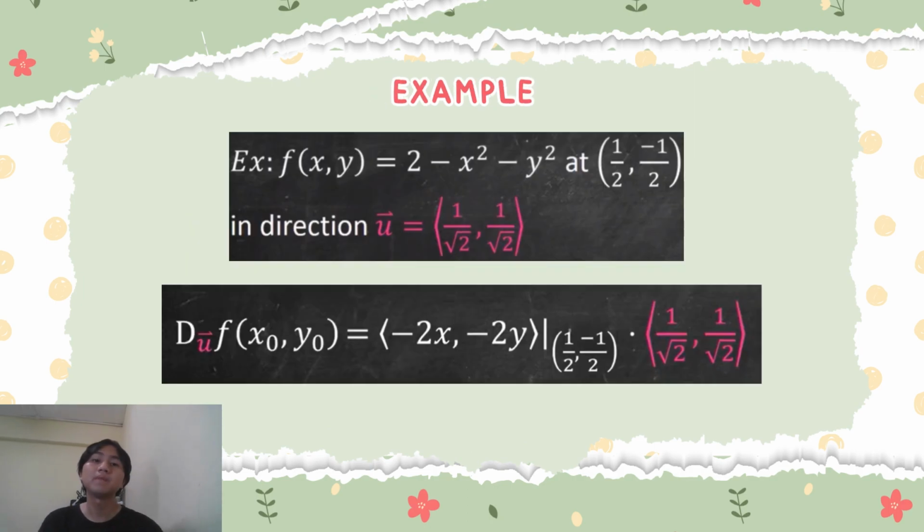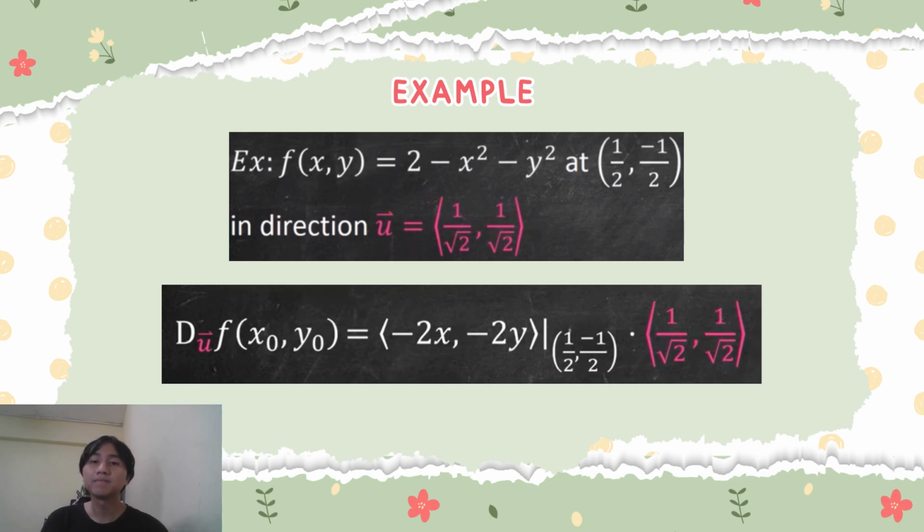So in this example, we are going to talk about a function: 2 minus x squared minus y squared. I'm going to investigate this at the particular point 1 over 2 and minus 1 over 2. That's my x naught and y naught. And then I'm going to go in the direction u, which is 1 over root 2, 1 over root 2.